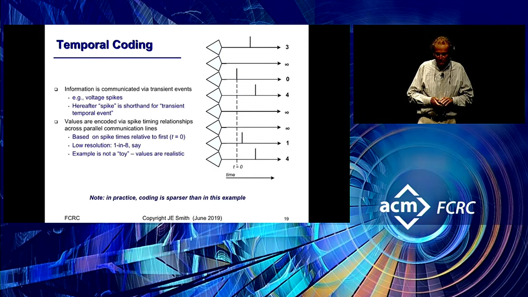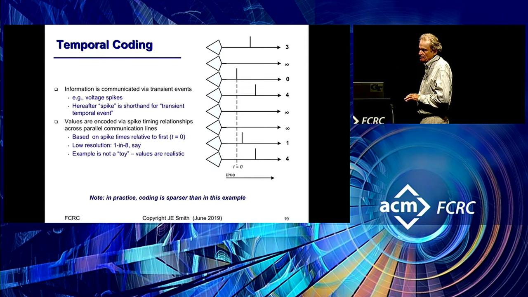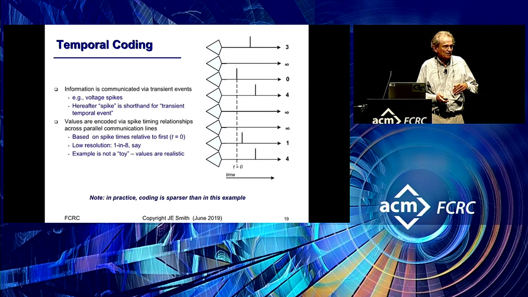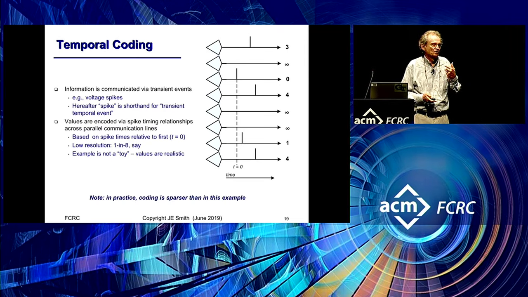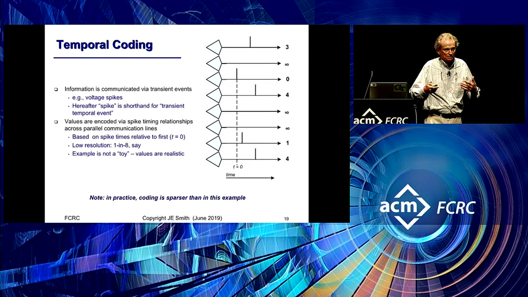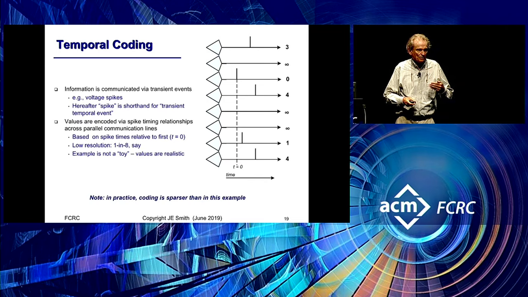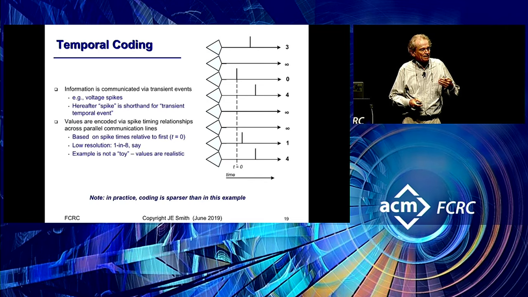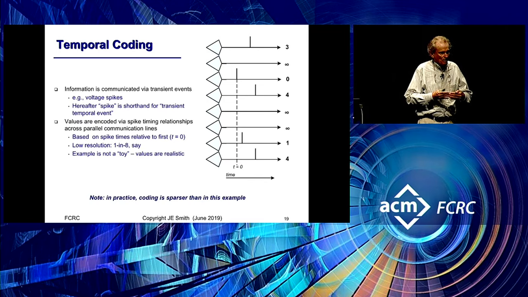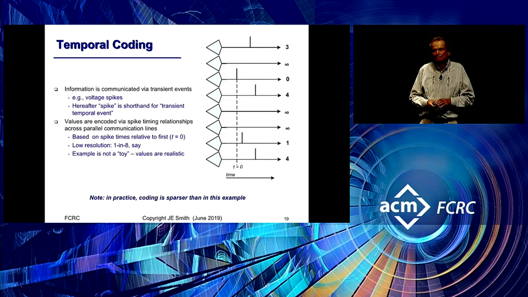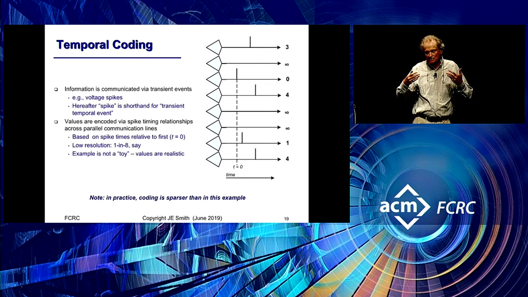The first is temporal coding. The idea here is that information is communicated by transient events, in the case of the neurons, voltage spikes. But they don't have to be voltage spikes. The point is they're transient events in time, and the relative points in time are what mark out the values. So from here out, when I say spike, from a high level computation perspective, it doesn't literally have to be a voltage spike. It's a transient event. It's just convenient to call them spikes.